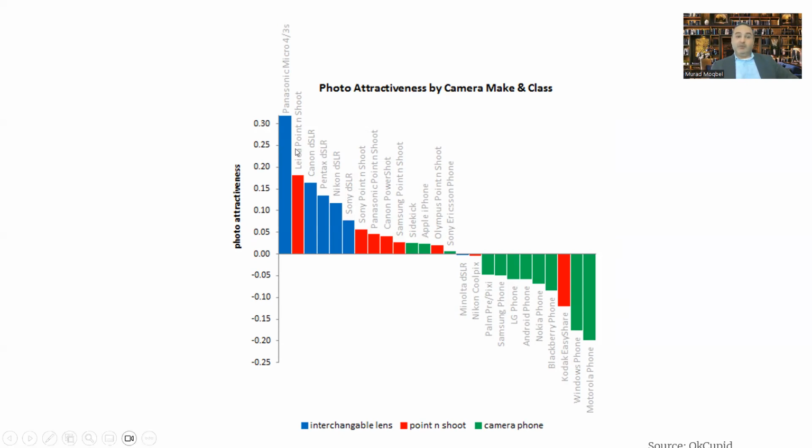So right. So when people take pictures using those interchangeable lens, they tend to be rated highly as attractive in comparison to those who take pictures with their phones. And this data set is a little bit older, so right now, iPhone, Samsung, they have very high quality, high resolution cameras in their phones. So this just applies to that data set at that time, right?